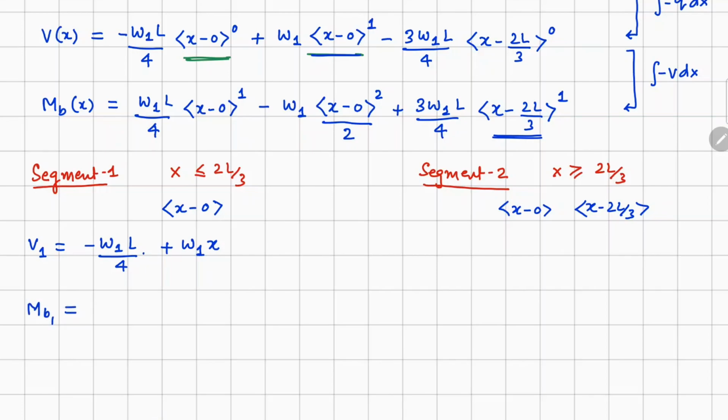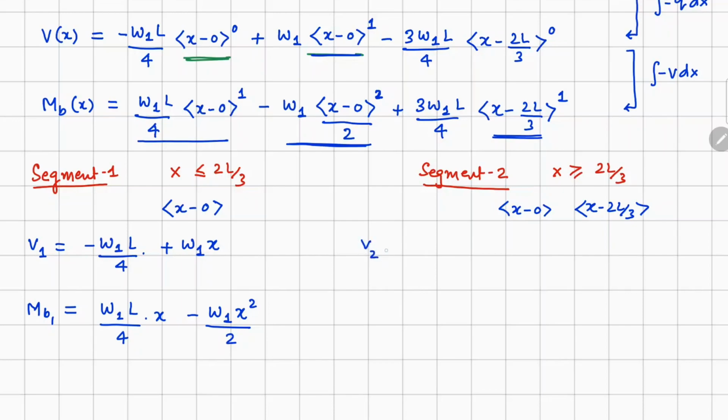Now in your M_b1, we'll evaluate this one and we'll evaluate this one right here. So the first one gives you W1 L divided by 4. X minus 0 to the power 1 gives you x. Second term here, W1 times x minus 0 squared divided by 2 will give you W1 x squared divided by 2 here. That's the value of your M_b1.